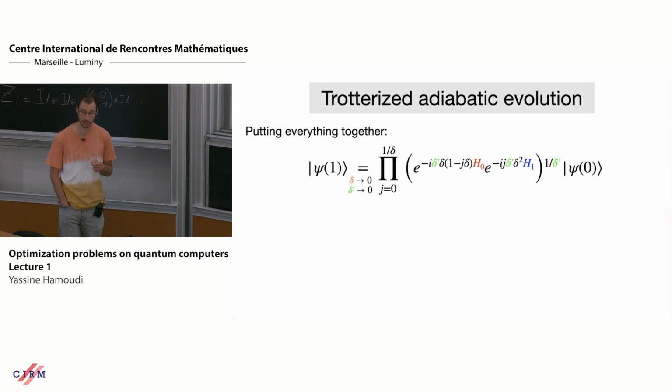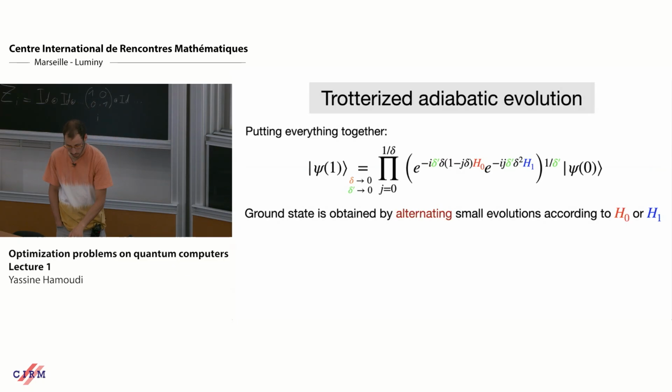So if we put everything together, this is what we have. The adiabatic algorithm could equivalently be written as the following circuit, which consists of alternating between two kinds of unitaries. The ground state psi_1 is obtained by applying H_1 for a certain amount of time, then H_0, H_1, H_0, and so on and so forth.